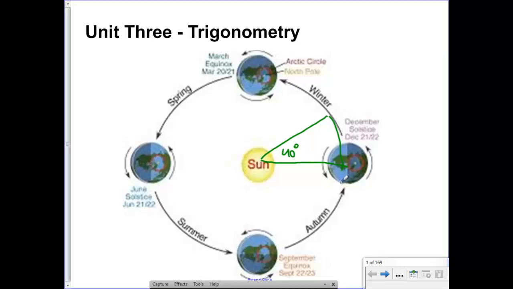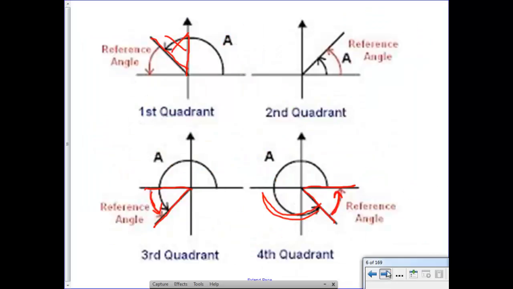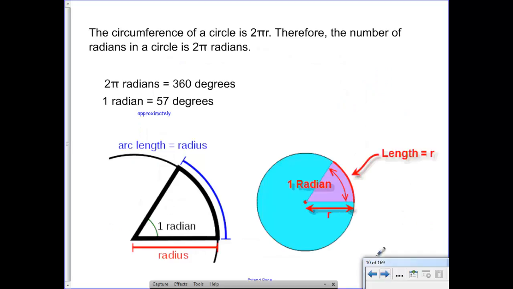Does that make sense? So 45 degrees. 45 would be exactly halfway, I think. So would that be a radian? No, a radian is more than that, actually. If you look a little further on in my slides, we've actually calculated that 1 radian is 57 degrees.